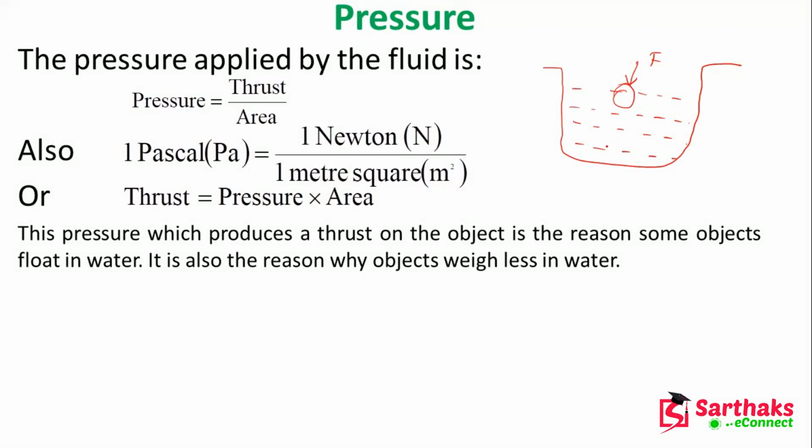That means the gravitational force attracts the ball. Another force also acts on it, in the opposite direction of the gravitational force, and that is called the thrust. So 1 Pascal equals 1 Newton per 1 meter square. So the thrust is the pressure into area. This pressure, which produces a thrust on the object, is the reason some objects float in the water.